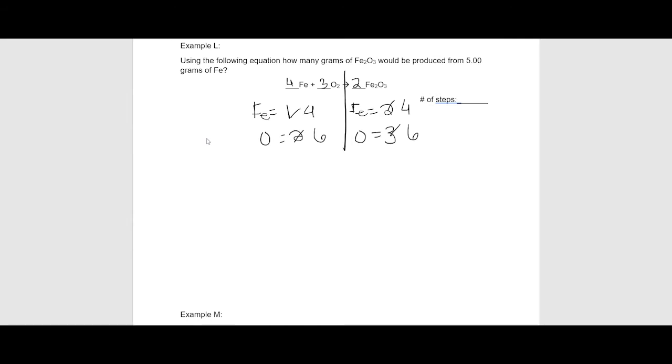Okay, now I have my chemical equation balanced, and I'm going to look at what my given is. My given is 5 grams of iron. Iron is the only thing in the problem that actually gives me some data about. So that's my starting point, 5 grams of iron. Then I need to figure out where I'm going. And it asks me specifically how many grams of iron 3 oxide. So my ending point has to be grams of iron 3 oxide. So my overall conversion is going to be 5 grams of iron into grams of iron 3 oxide. Now I have to actually figure out what my path is going to be.